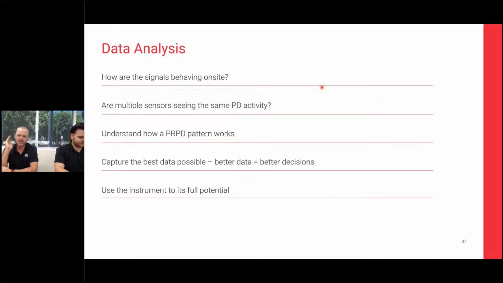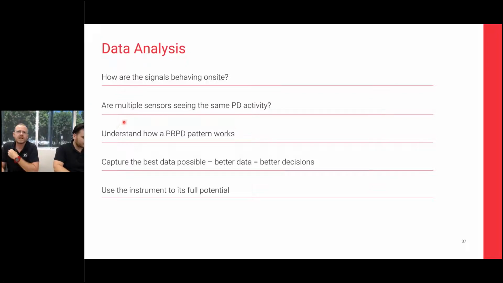It depends on the line of sight from your sensors to the activity, and vice versa. If you've got a void on the inside of solid insulation, it's pretty much always the case that you won't be able to hear it, because the sound can't get out to that sensor. So, are multiple sensors seeing the same activity? That's one of the thought processes you need to go through in the field, for the reasons that I just explained to you.